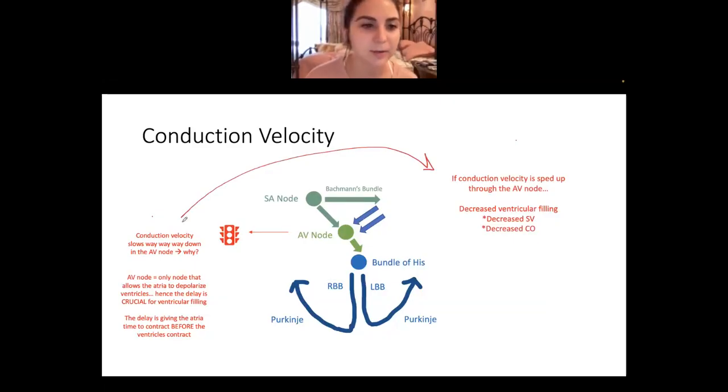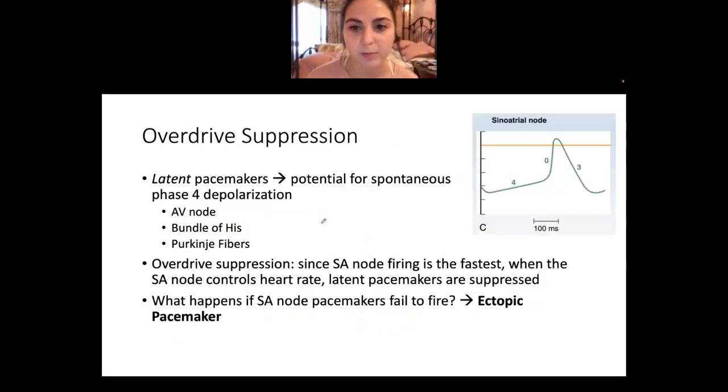Just want to point that out so it's like less to memorize. But let's say you speed up conduction through the AV node, because we're going to be talking about arrhythmias first, right? We're talking about electrophys. So if something happens where conduction velocity is sped up, this happens quicker than it should. So now the ventricles are contracting before the atria are done. You can imagine there's going to be decreased stroke volume, and ultimately this is going to lead to decreased cardiac output.